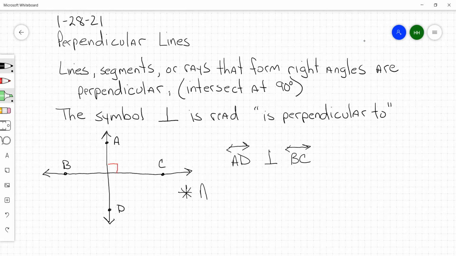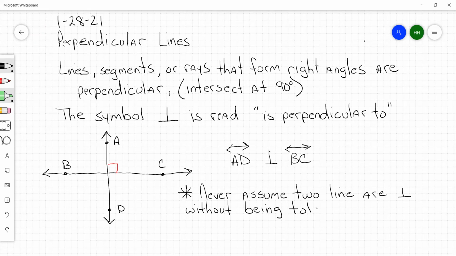Real important, never assume two lines are perpendicular without being told so. Without being told they are.